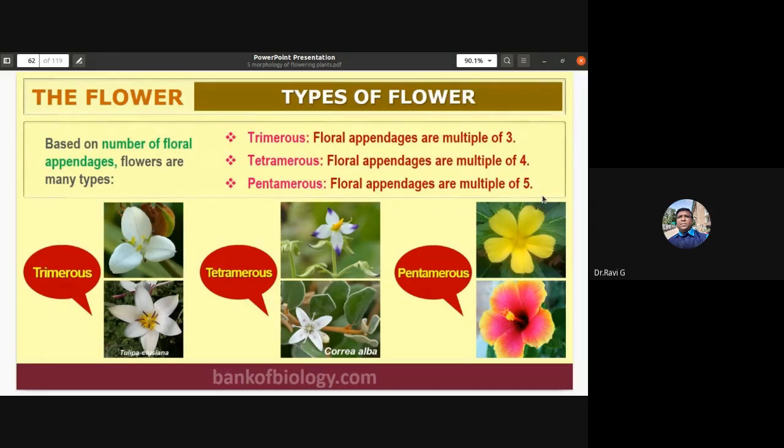Majority of dicotyledonous plants have floral appendages in five or in multiples of five. So we call them pentamerous flowers. Majority of dicotyledonous plants have their floral appendages in five or in multiples of five. We call them pentamerous flowers.